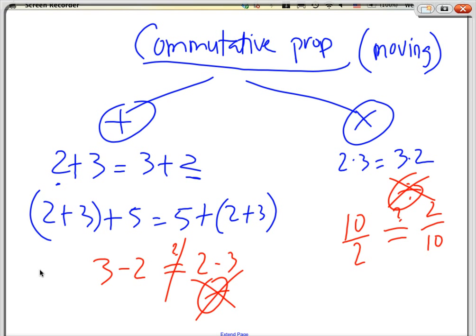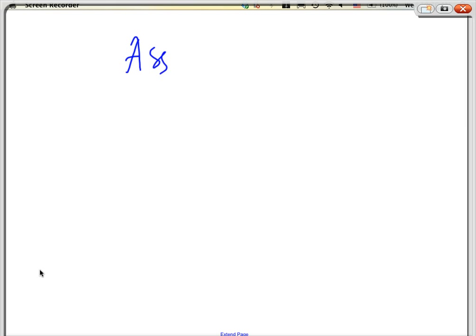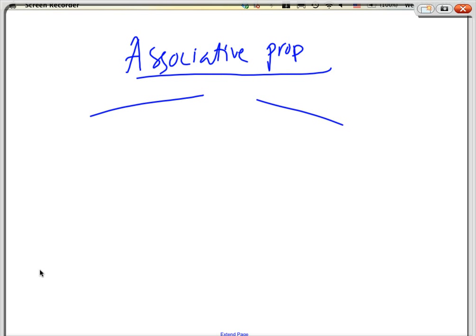Okay, next thing that I want to cover here is called the associative property. So if you look at this right here, the associative property also applies to two operations only, and that is addition and multiplication. So for the most part, you can actually exclude division and subtraction out of the picture when you talk about these properties, a lot of them.